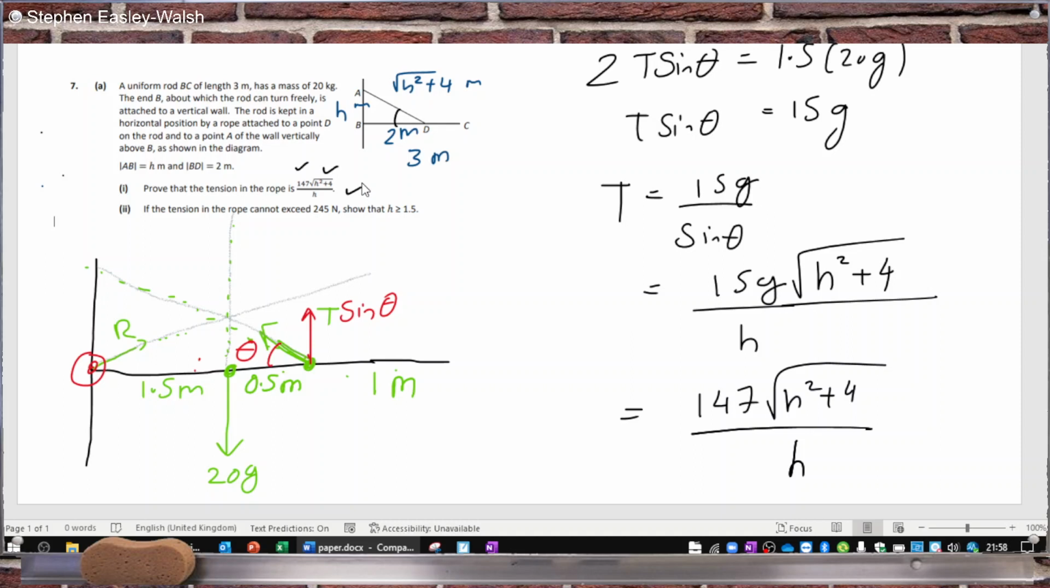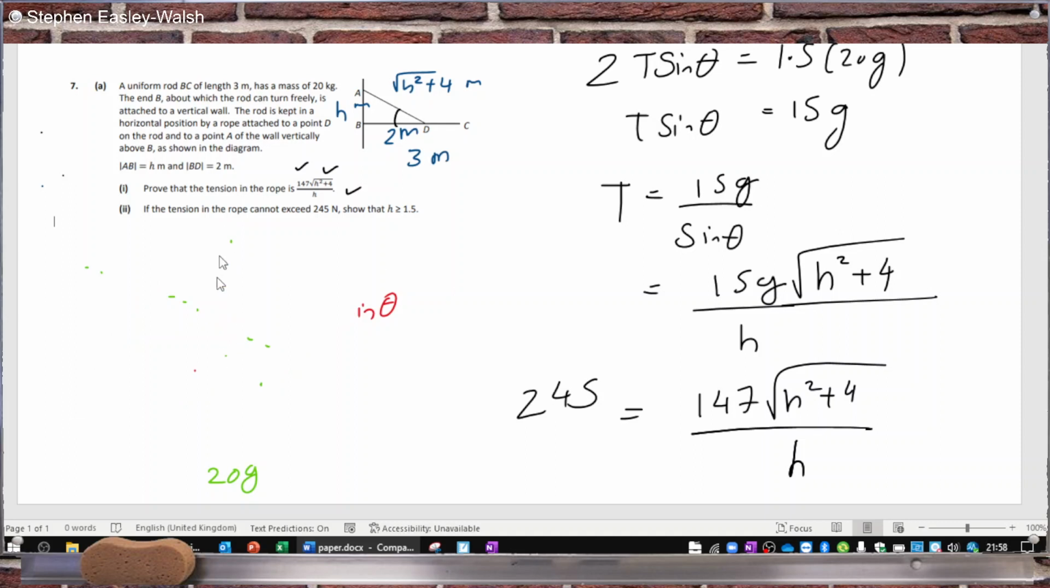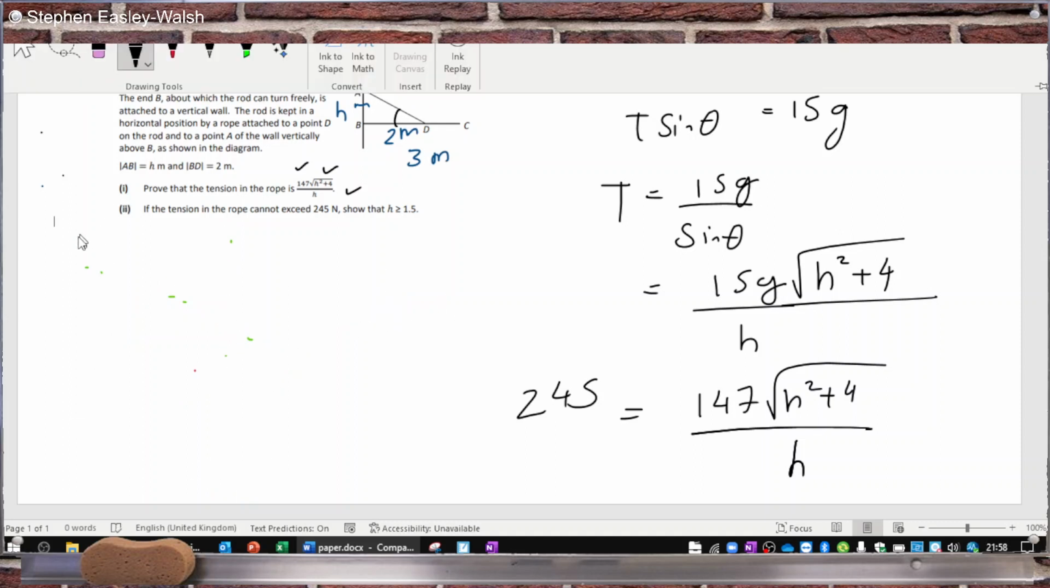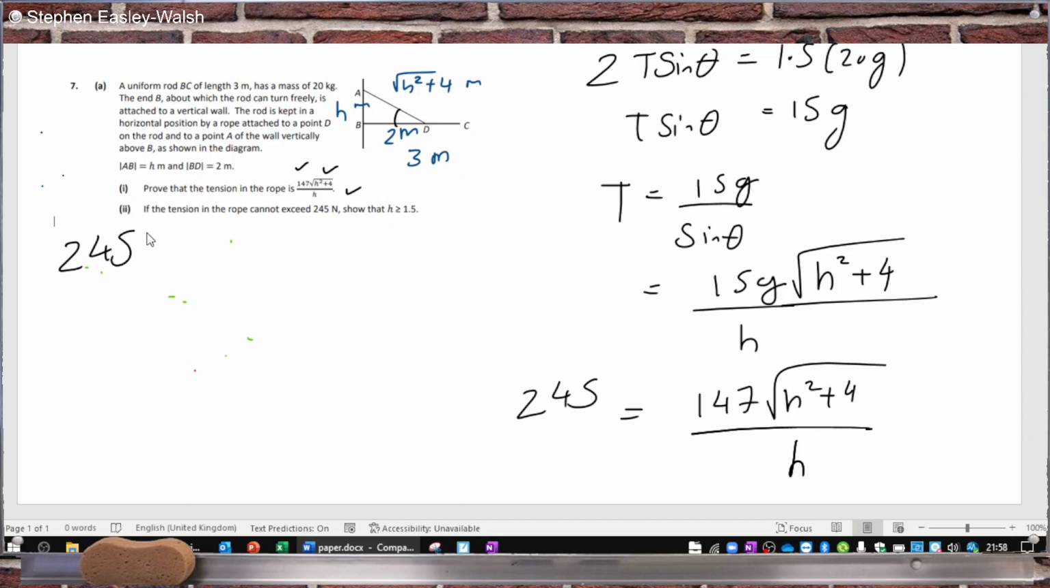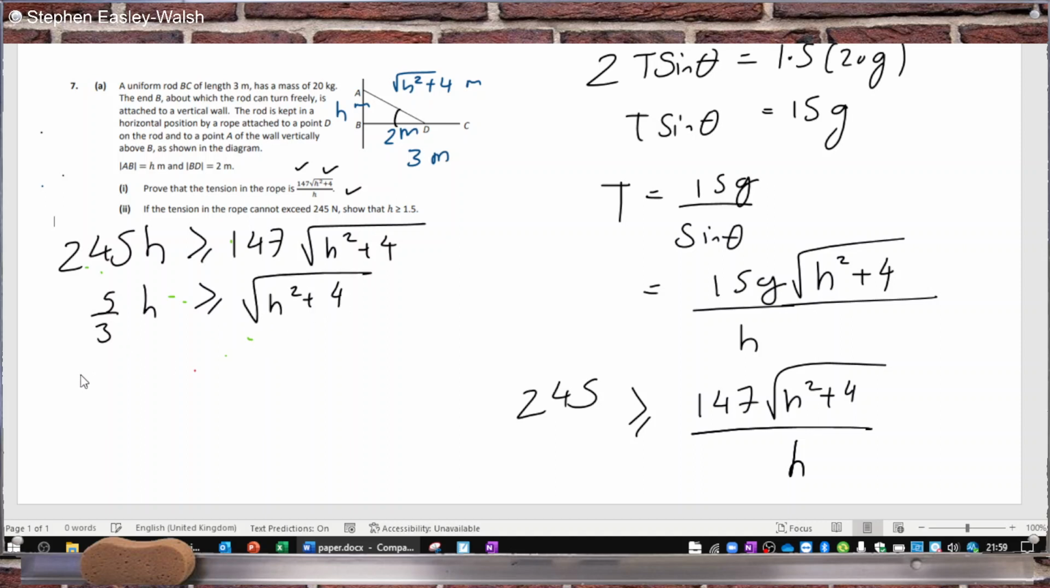If the tension in the rope cannot exceed 245, show that H must be more than 1.5. So this is really just as simple as setting this equal to 245 and solving. Let's make a bit of space. I shall multiply by h, or let's make it an inequality. So it has to be less than or equal to. So 245h is less than or equal to 147 square root h squared plus 4. So divide by 147, you get 5 over 3h less than or equal to square root h squared plus 4. So that's 25 over 9 h squared less than or equal to h squared plus 4.